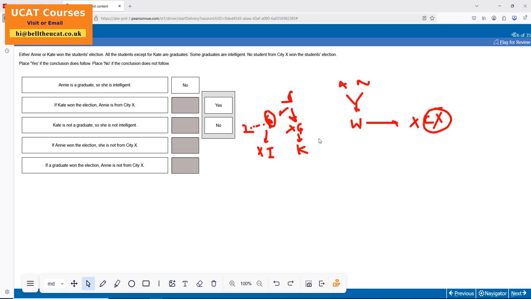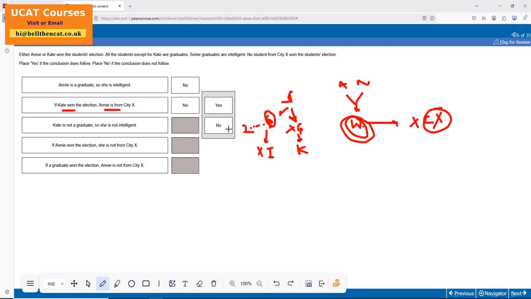If Kate won the election, Anne is from City X. The answer is no. Whoever won the election, that person only, this is very UCAT style, a very common question. That person who won the election, only that person cannot be from City X. I don't know anything about Anne. He's saying Kate won the election and is from City X. The answer is no. Clearly, that was a quick one. Ready, moving on to our next one.